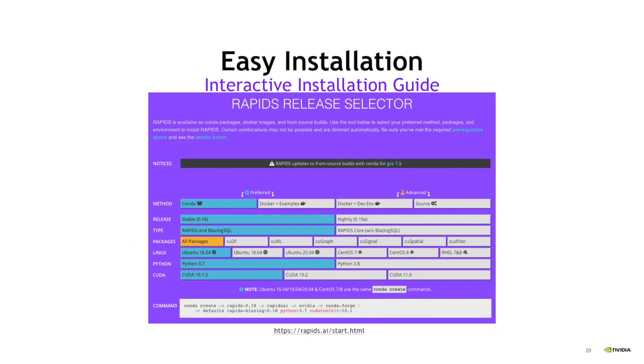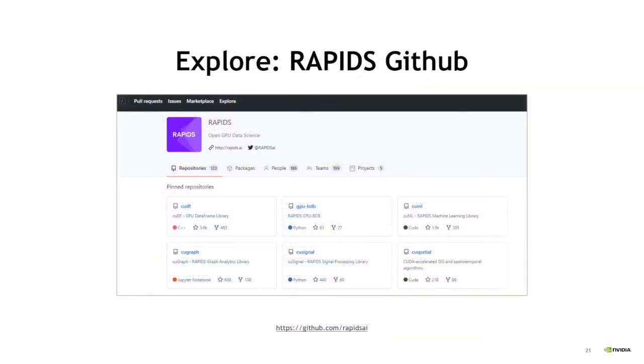Here's an example of the interactive installation guide. So if you go to the website, which is rapids.ai, you can choose the method, release, packages that you want to install, and you'll be able to just copy the command at the bottom, paste it into your workstation or terminal, and then install the libraries that you'd want to work with. There's also the GitHub link. You can access the repositories for these libraries as well as some additional ones like cuSignal, cuSpatial, and there's also a lot of notebook examples to get started.